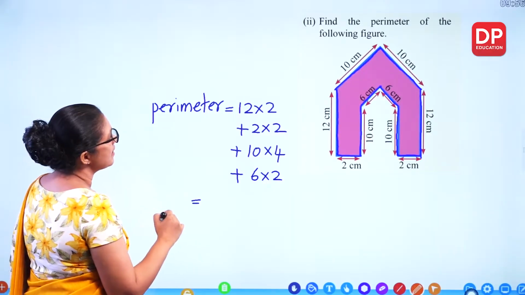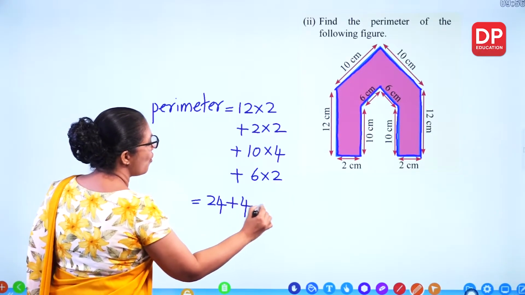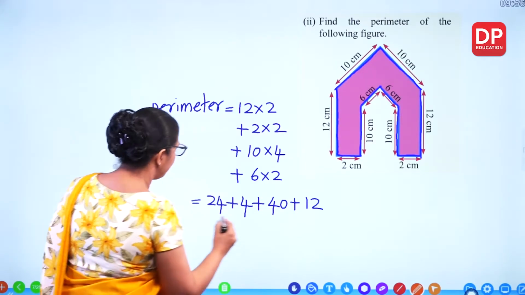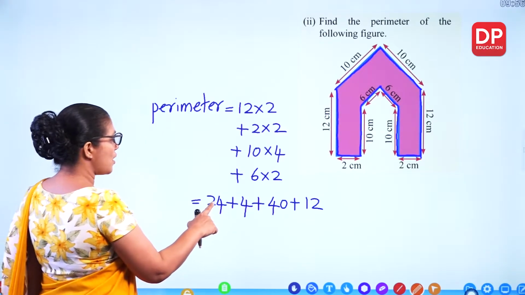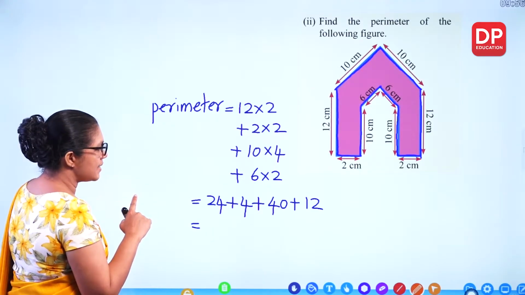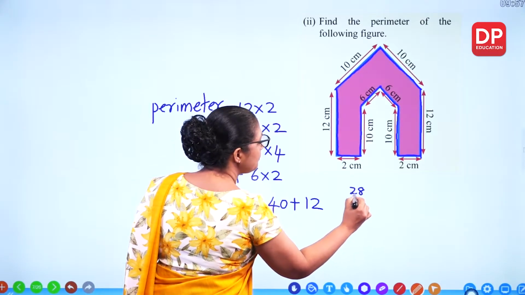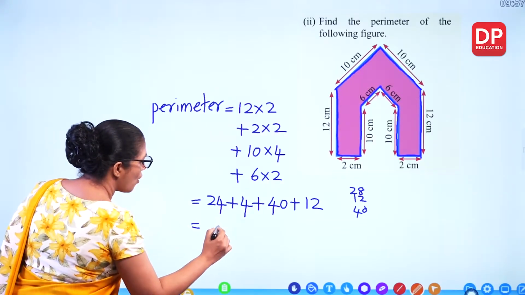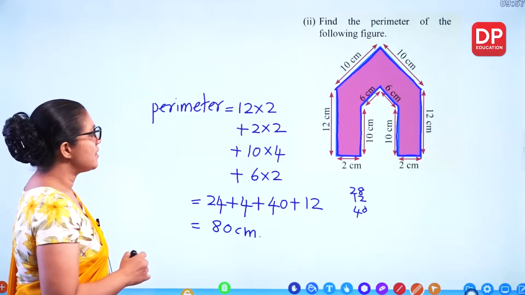So perimeter, 12 times 2, 24. 2 times 2, 4. 10 times 4, 40. 6 times 2, 12. When you add it together, 24 and 4, 28. 28 plus 12, 40. And 40 and 40, 80 centimeters is the perimeter of this figure.